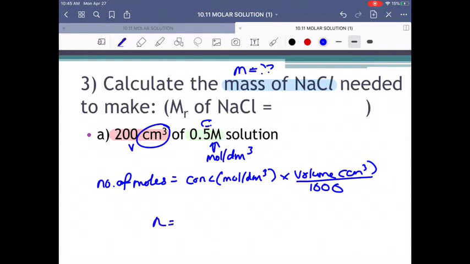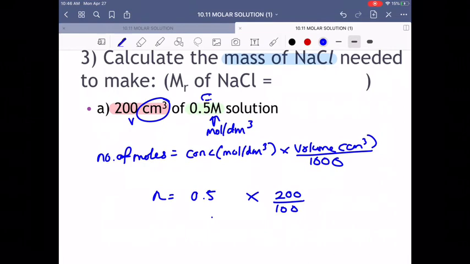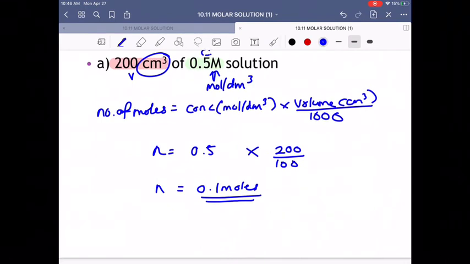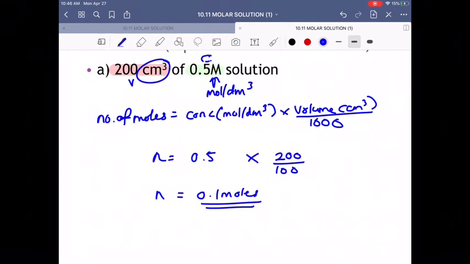Number of moles is equal to concentration, which is 0.5, times volume. Volume you have 200 cm³, must be divided by 1000. Then you key in your values in the calculator. You should get 0.1 moles. How do you convert the moles to mass? So remember the triangle.